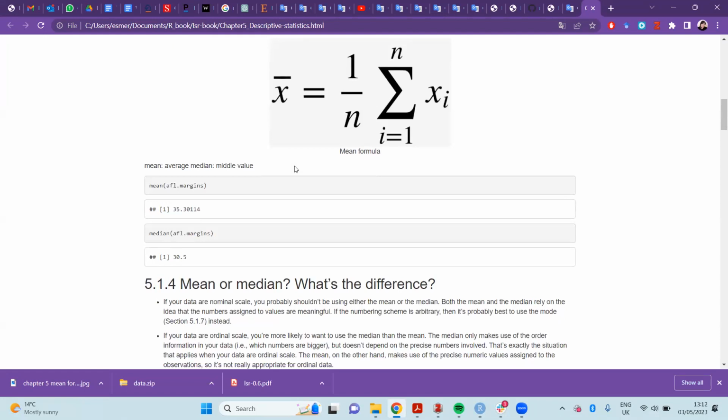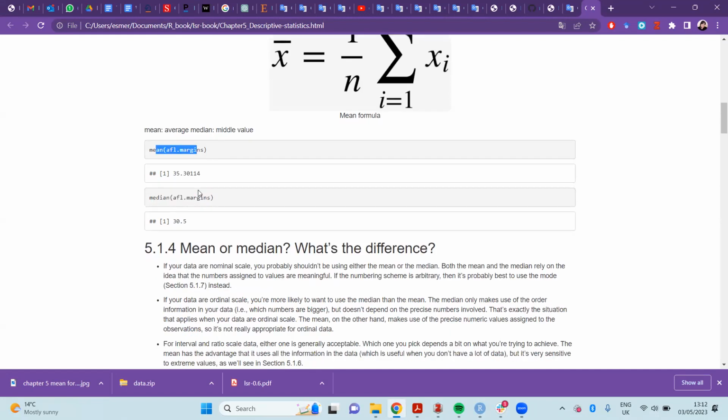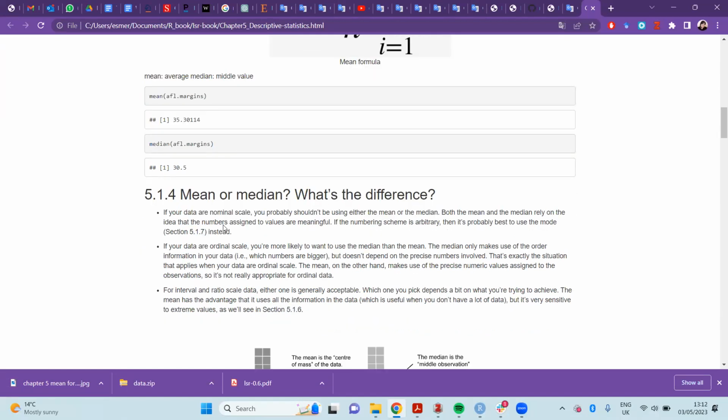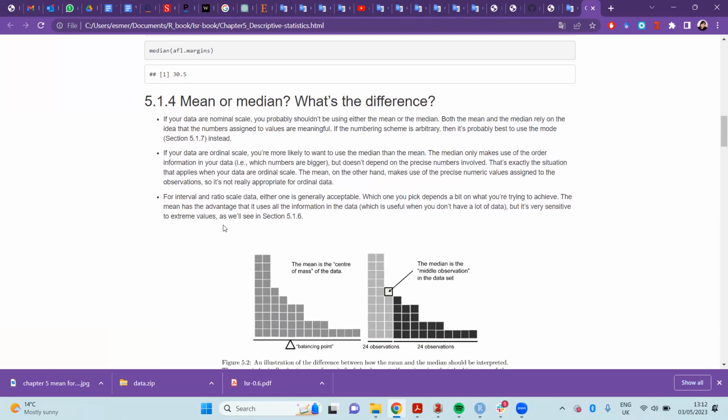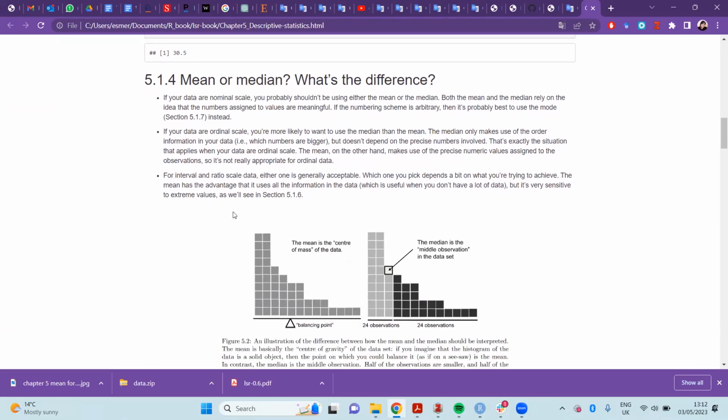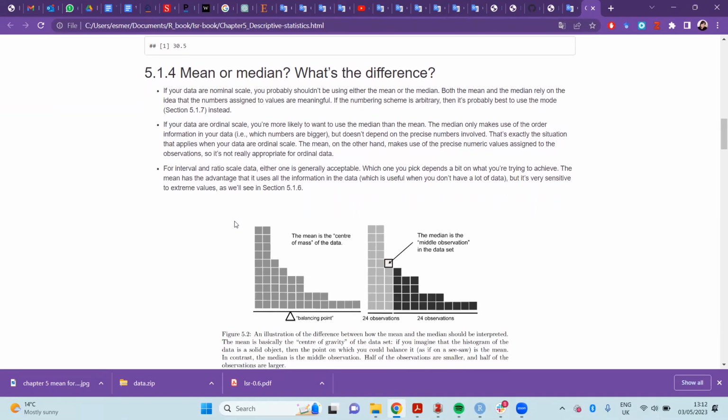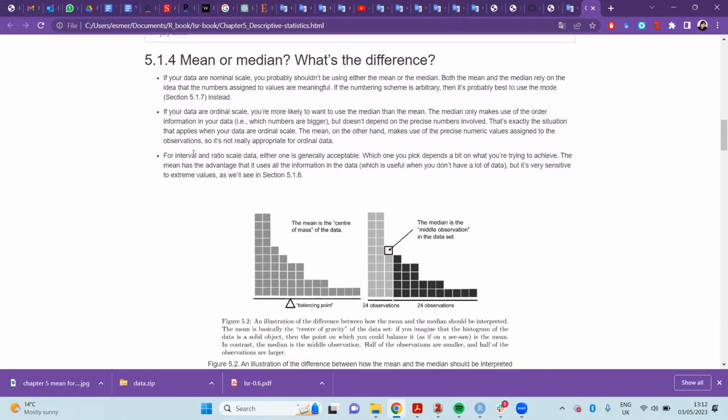But fortunately, we don't have to do this by hand, as R has these useful functions: mean for calculating the mean and median for calculating the median. But here we have our first dilemma, which is what we are going to use, the mean or the median, for describing our data set. What's the difference between these two?